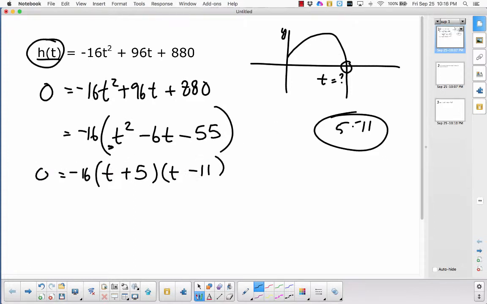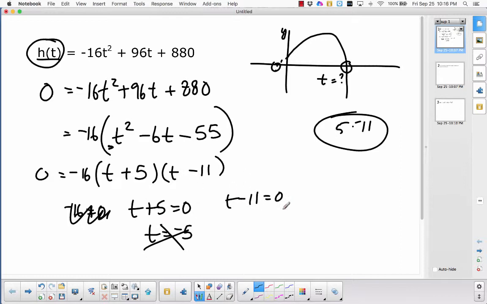Equals 0. So I have three things that multiply together giving me 0. One of them's got to be 0. Either negative 16 is 0, whoops, I put a not equal because I know that's not true, so that's not my answer. Or t plus 5 is equal to 0. If I subtract 5 from both sides, I get negative 5. A negative 5 time would be over here on the other side, but they want the time on this side, so that one's not going to work. Or t minus 11 equals 0. Take the 11 to the other side, 11. So that point right there is at 11 seconds.